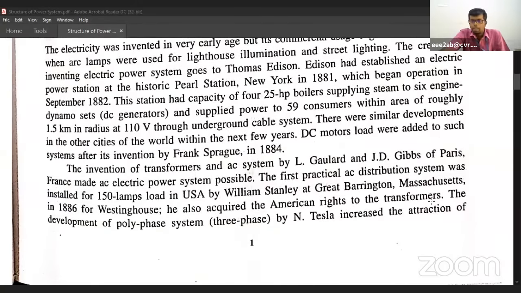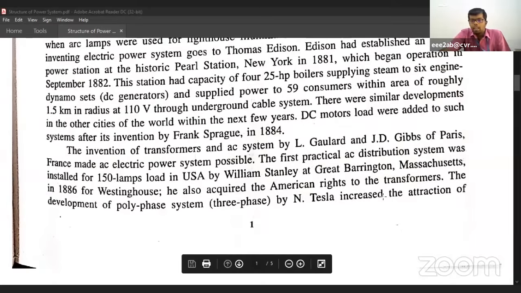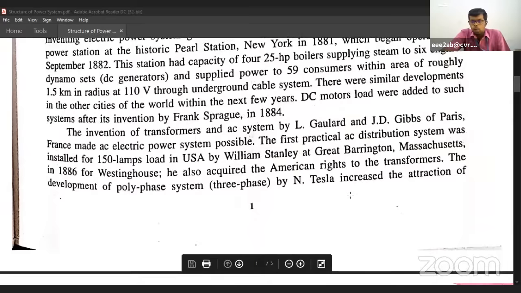Massachusetts is where the world's top university is located, the Massachusetts Institute of Technology, MIT. So in 1886 for Westinghouse, he also acquired American rights to the transformers. Thereby came the development of polyphase, that is three-phase, by Tesla. Tesla developed the polyphase system.